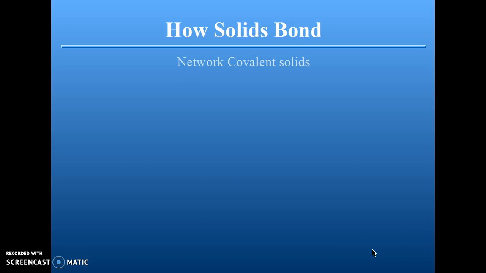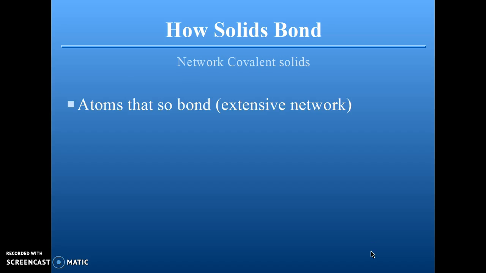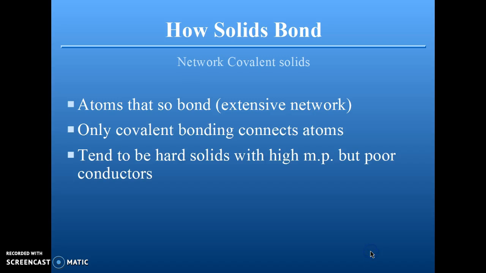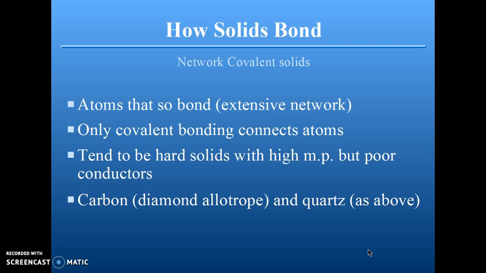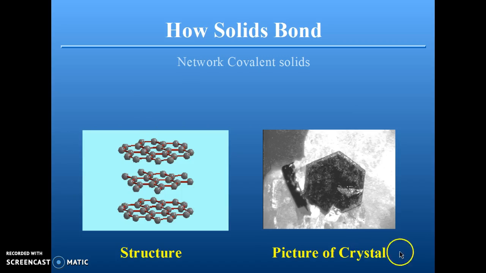Network covalent solids like graphite, you've got the atoms covalently bonded in an extensive network. Only covalent bonding is involved. They tend to be hard solids with high melting points and generally poor conductors, but carbon has the diamond allotrope, poor conductor, but graphite is an excellent conductor of electricity. Quartz is also a network covalent solid.